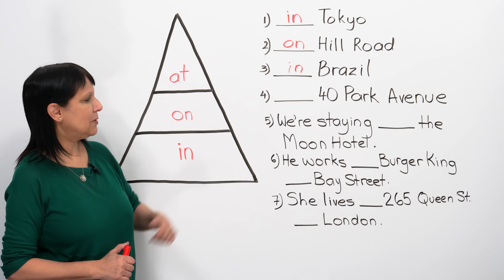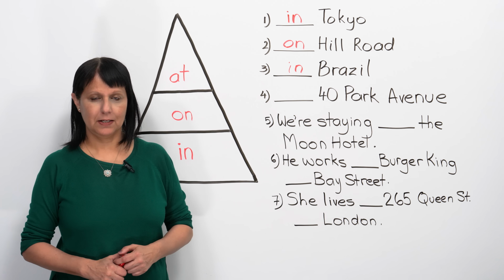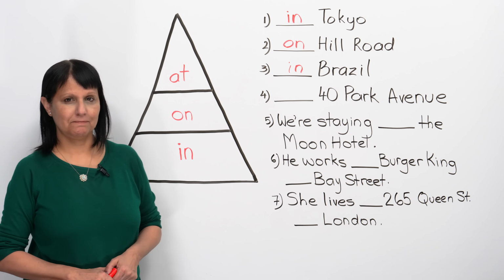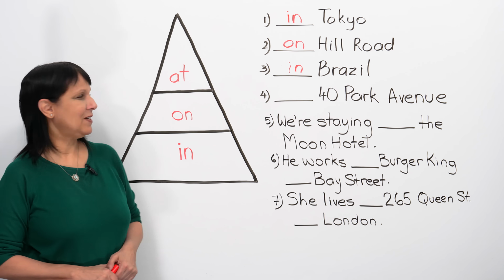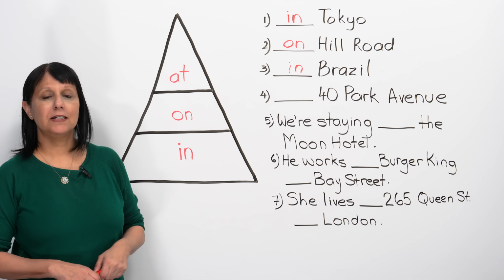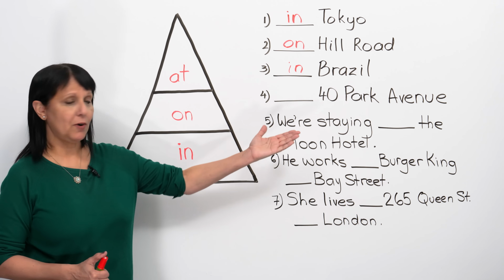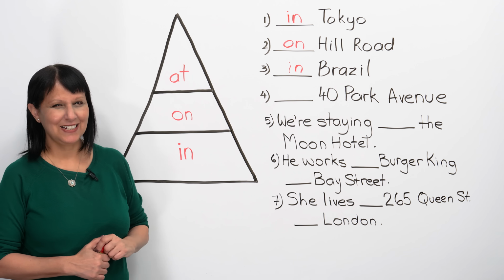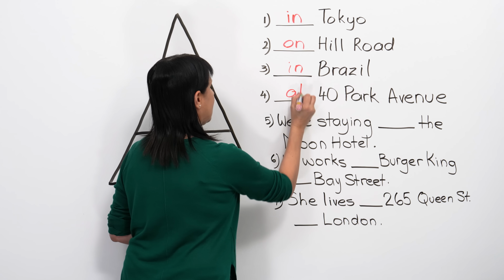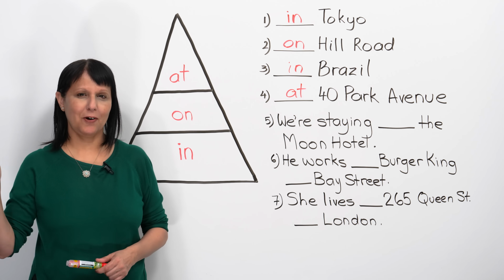All right, number 4. Blank 40 Park Avenue. They live blank 40 Park Avenue. What's that one? Which of these? Okay, so is that specific or is it wide? 40 Park Avenue sounds very specific to me, right? So if it's specific, then you would say what? At, okay? They live at 40 Park Avenue.